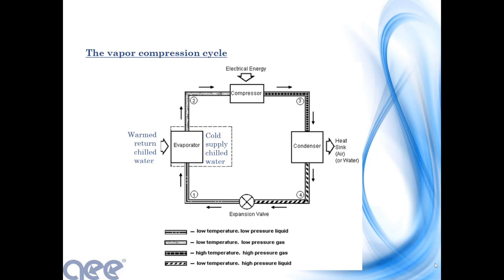You have a cold refrigerant that flows through one side of the evaporator. You have your warm return chilled water from the building that flows to the other side of the evaporator, and you end up with cold supply chilled water that goes to your air handling units. After the refrigerant flows through the evaporator, it goes into the compressor, then to the condenser and expansion valve. So I'm going to go through all the different parts of this vapor compression cycle and show you how this works.